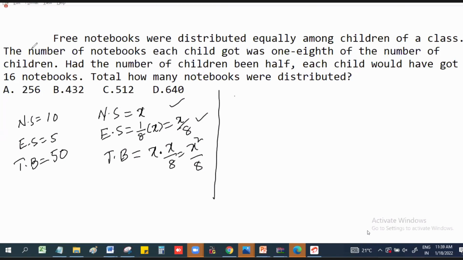Now what happens if the number of children becomes half? So the number of children is X by 2. Then each student will get what?